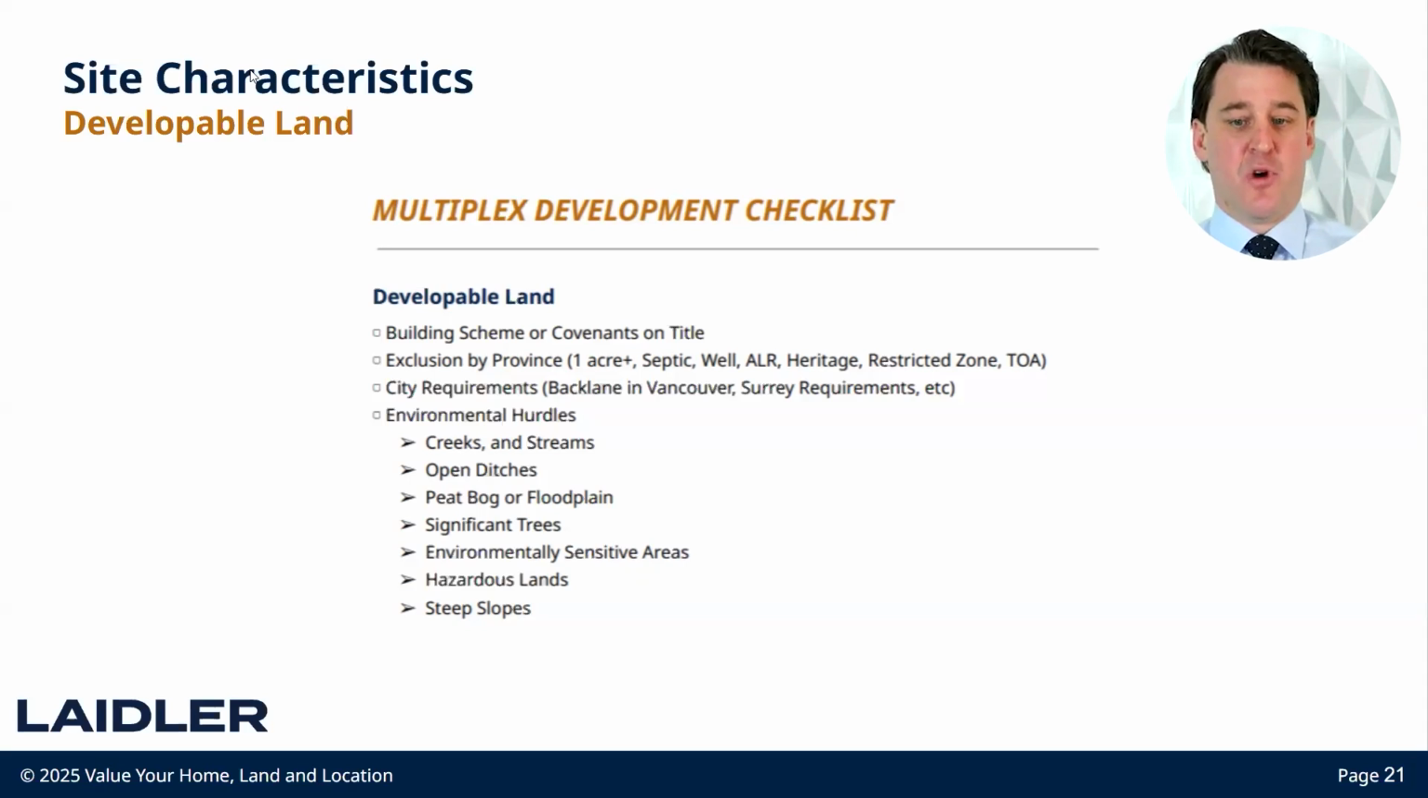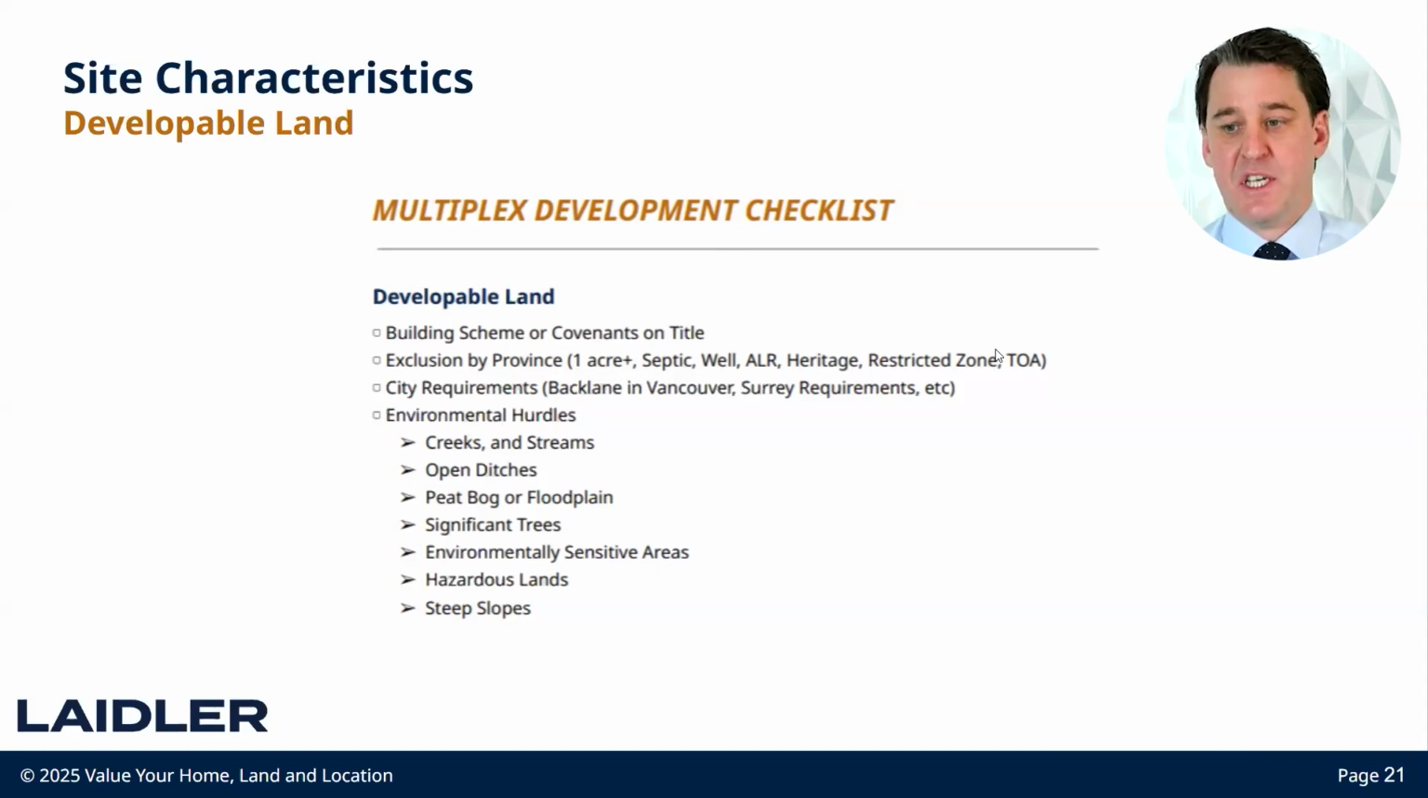Secondly, ensure that the property was not excluded by the provincial mandates. For example, if it's 1 acre or larger, it's excluded from multiplex. If it doesn't have city water or septic connections, it's excluded from multiplex. Agricultural Land Reserve and heritage properties are still restricted or exempt. Restricted zones: any property that already allows for 3 units or more was exempt from the provincial mandates.